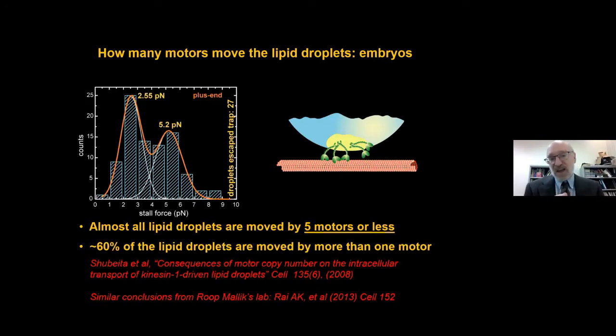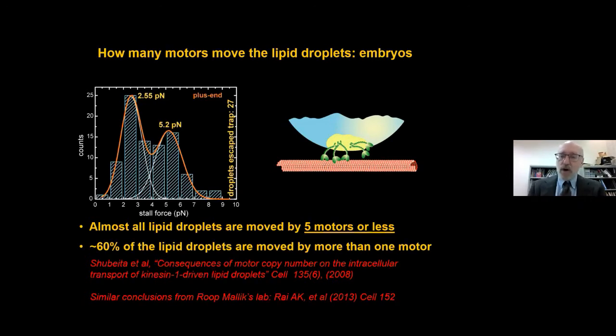So, we think in general that cargoes are typically moved by a few motors, up to maybe 5 or 6, maybe a few more, but not dramatically large numbers, but not one. And so that's kind of the range of motors in vivo.